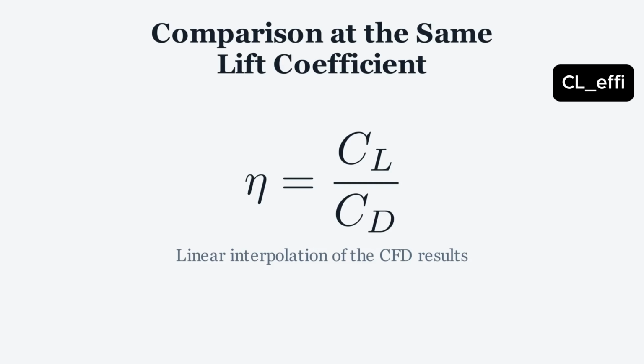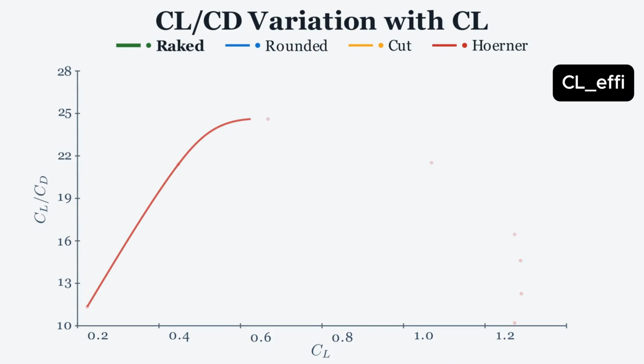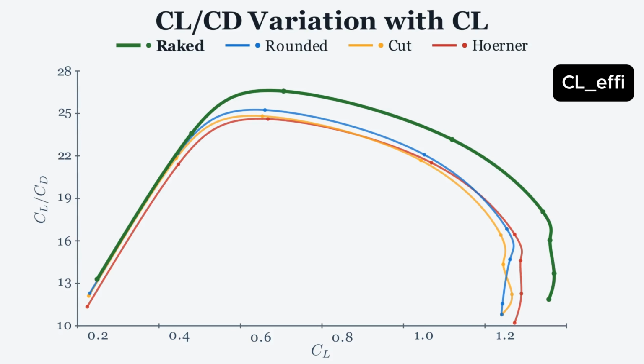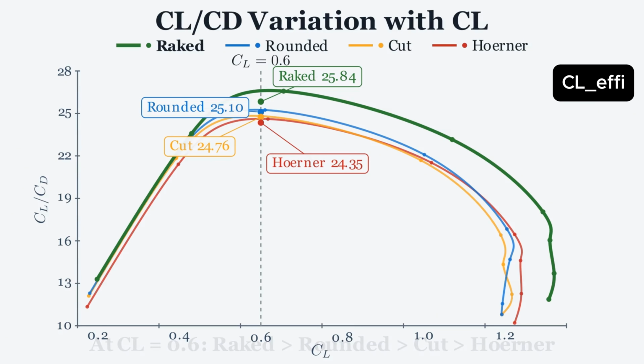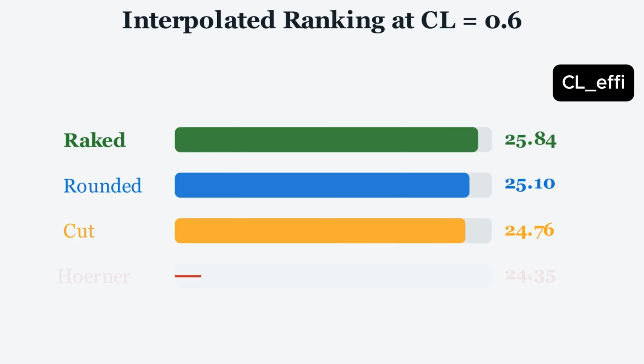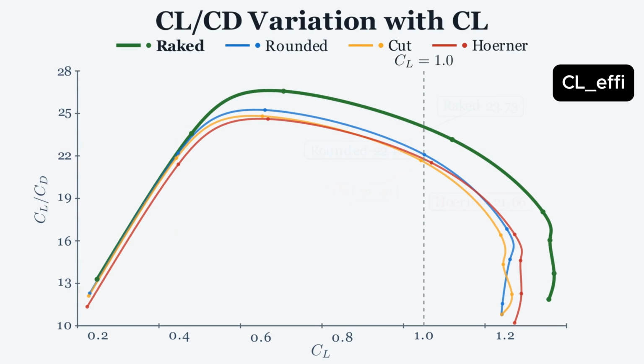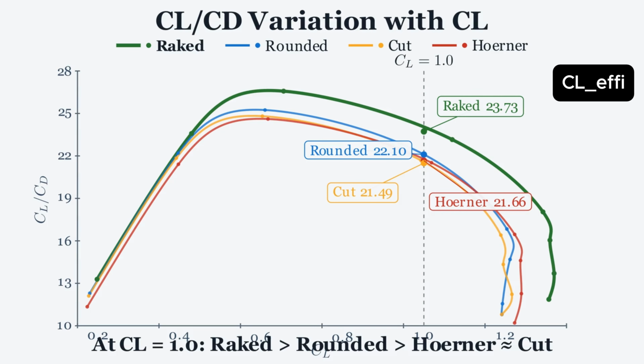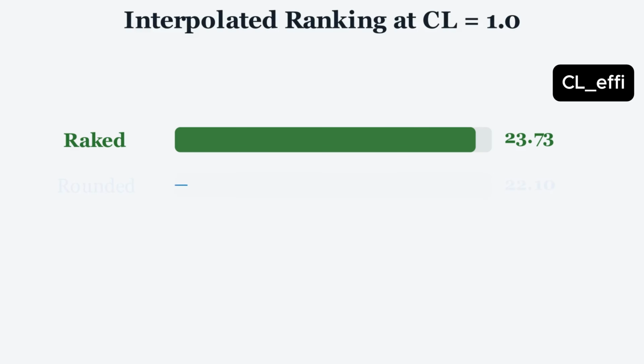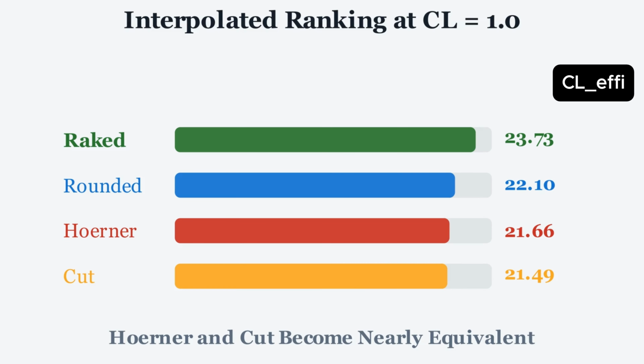Further comparing aerodynamic efficiency at the same lift coefficient, interpolation analysis shows at CL equals 0.6, the configurations from best to worst are raked, rounded, cut, Hoerner. When CL increases to 1.0, the performance of Hoerner and cut tends to equalize.